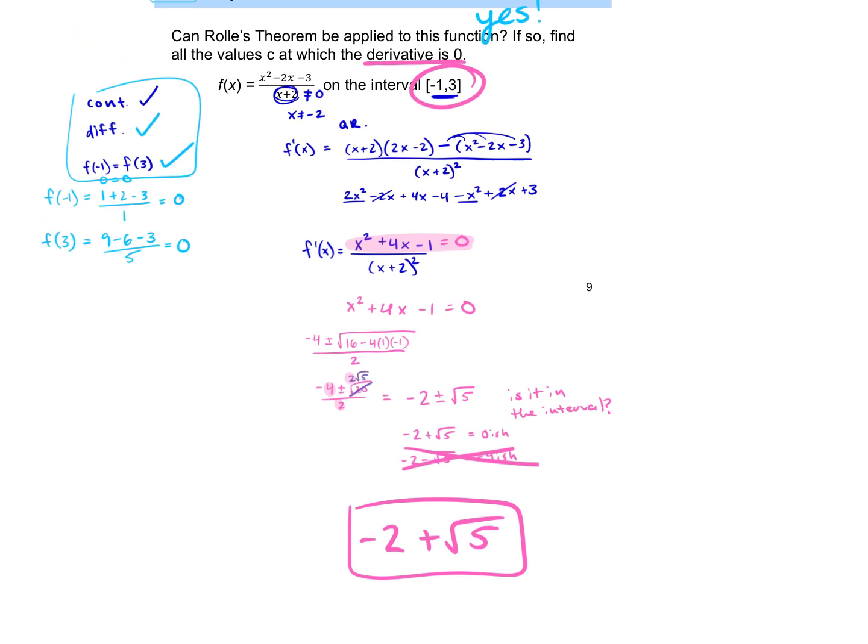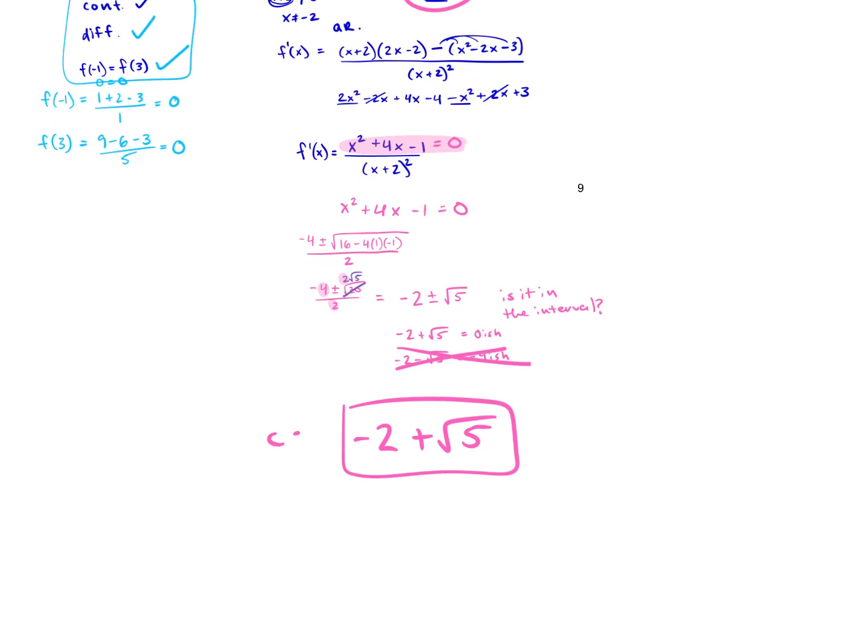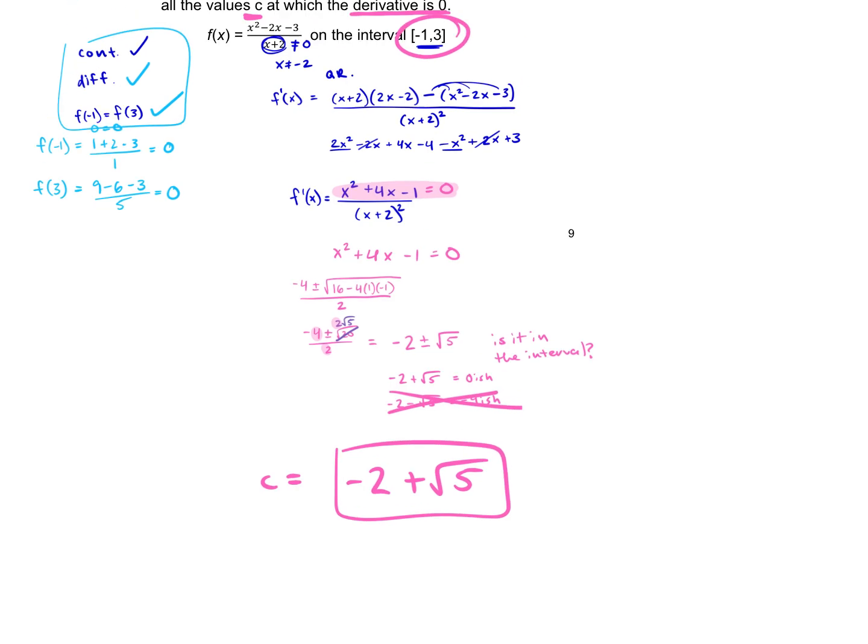This is the c value or the x value at which the derivative is 0. If we wanted to find the exact point of where our maximum is or minimum, what would we do? How do we find the y value? You'd plug it back into the original. We're not going to do that here. We're just going to say this is our c value, which is the x value.